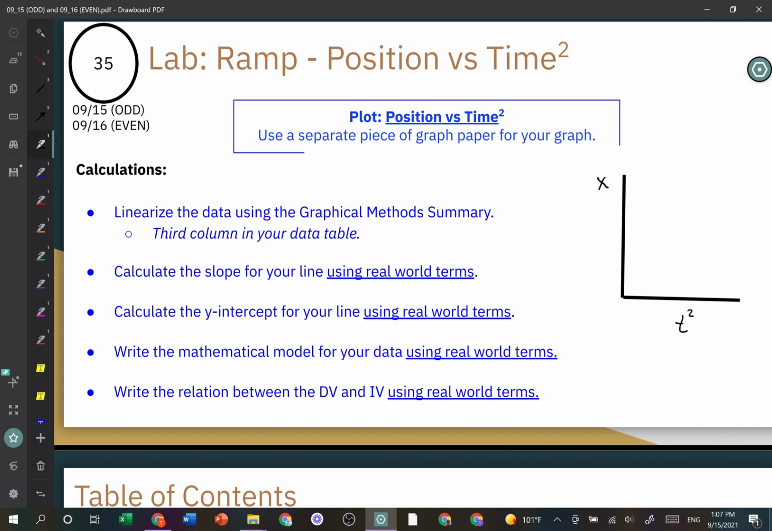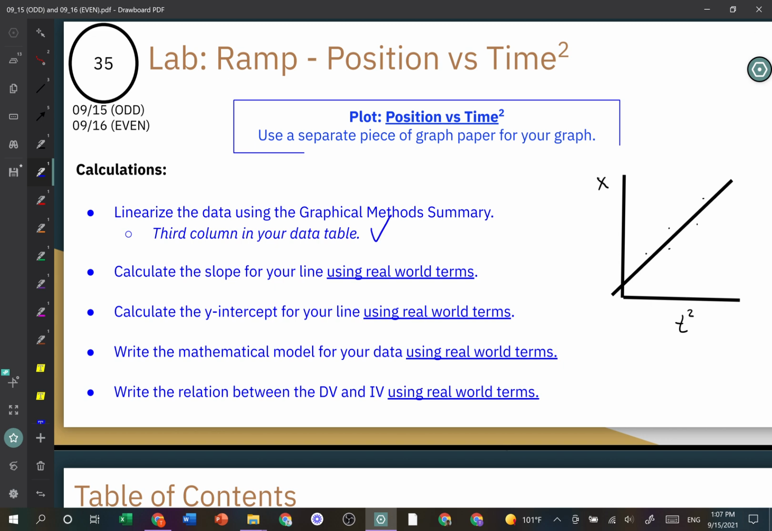Our data points might not be perfect, but one thing that we should be seeing is as the square of our time increases, so too does our position, and it looks like it will have some linear relationship. What you are going to do with this is you should have already finished this first bullet point underneath our calculations. Linearize the data using the graphical method summary. That third column in your data table is where you already did this. So that first one should be done.